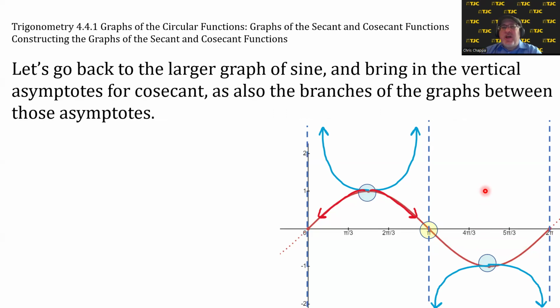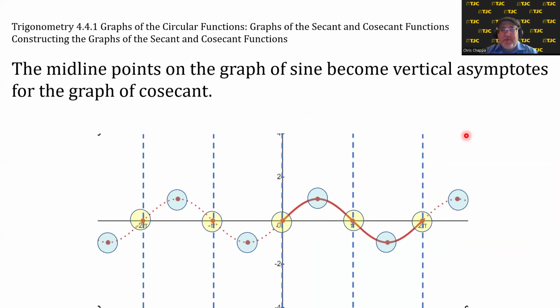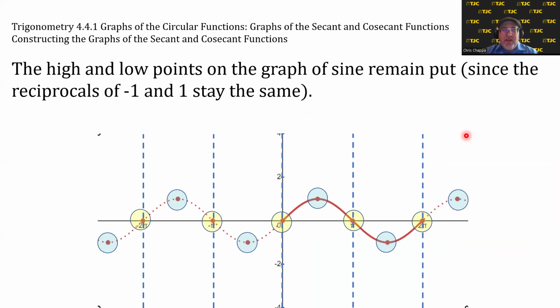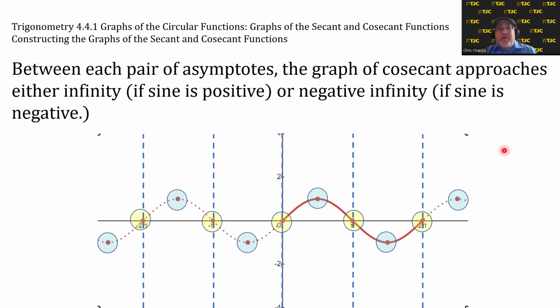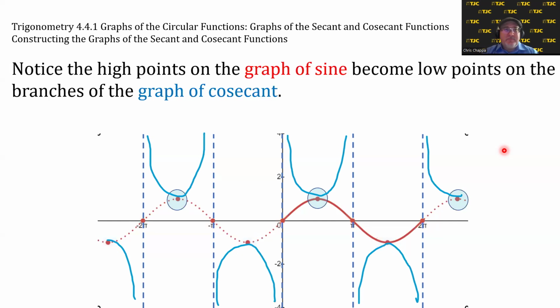Let's go back to the larger graph of sine and bring in the vertical asymptotes for cosecant, but also the branches of the graphs between those asymptotes. All right, the midline points on the graph become vertical asymptotes, so yellow dots become vertical asymptotes. The high and the low points in blue remain the same since the reciprocals of 1 and -1 stay the same. Between each pair of asymptotes, the graph of cosecant approaches either infinity if sine is positive or negative infinity if sine is negative. So we get these disconnected parabolic looking things.